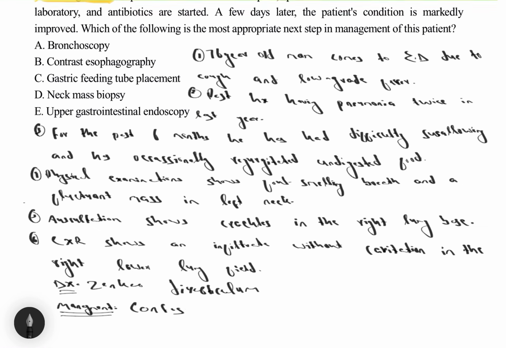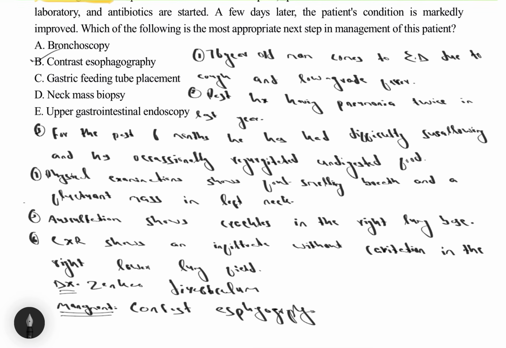And the management for the Zenker diverticulum is contrast esophagography. So recurrent pneumonia in an elderly patient with dysphagia and regurgitation of undigested food raises strong suspicion for a Zenker diverticulum, a pouch posterior to the esophagus that forms due to herniation of the esophageal mucosa through an area of muscle weakness, which can lead to insidious onset of progressive dysphagia.